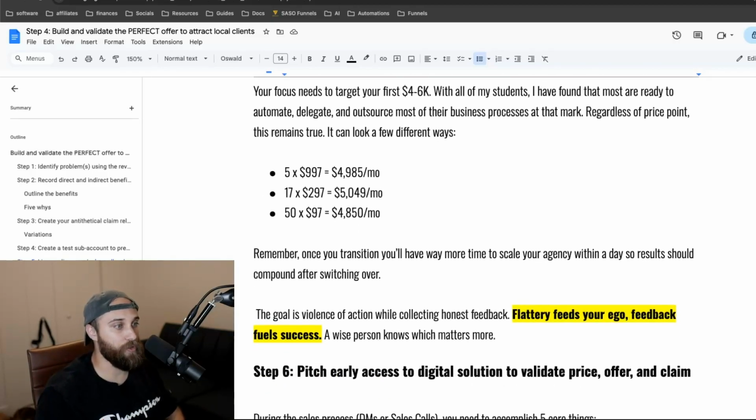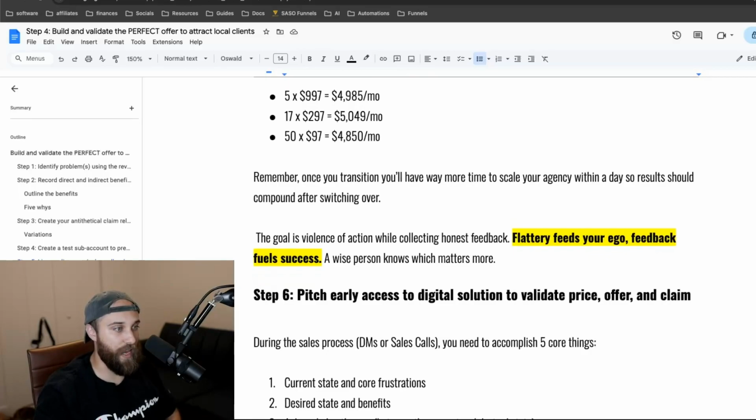Now, remember, once you transition and you have them doing the majority of the work, them being your system and your VAs, then you have much more time in your day. You just freed up a lot of your time because now you're not doing the day-to-day stuff. Now you can actually focus on bigger picture items. You're still managing the day-to-day because you're doing quality assurance, but that takes about 15 to 60 minutes a day. I know because that's what I do. From there, when you're able to switch over, now your results can compound because now you just freed up so much more of your time, right? And again, the goal is violence of action while you are collecting honest feedback.